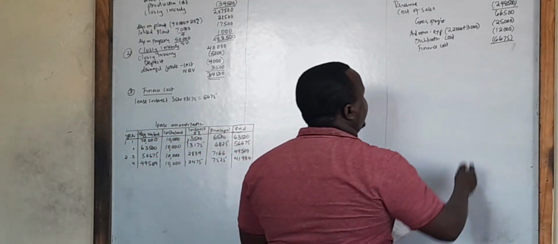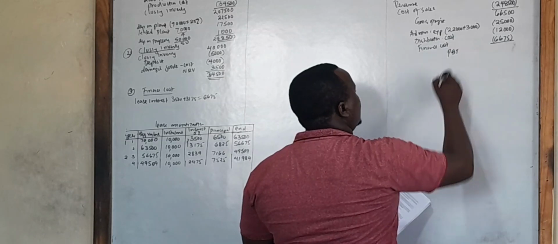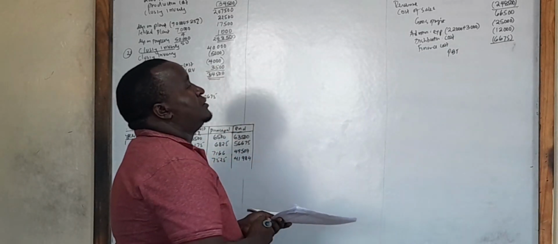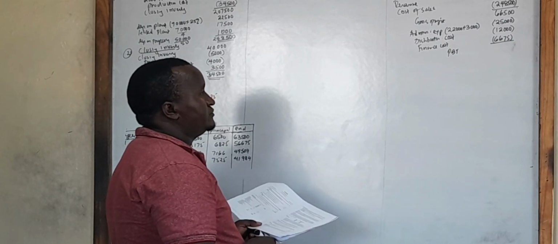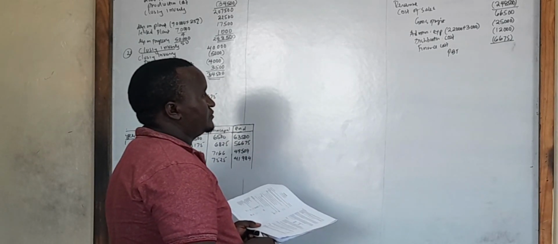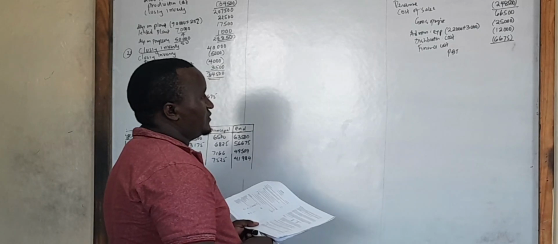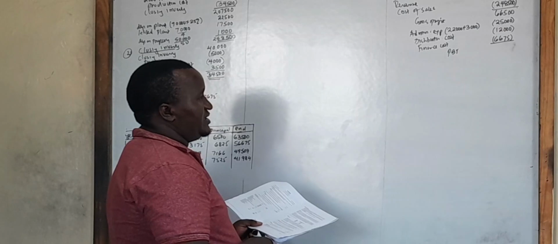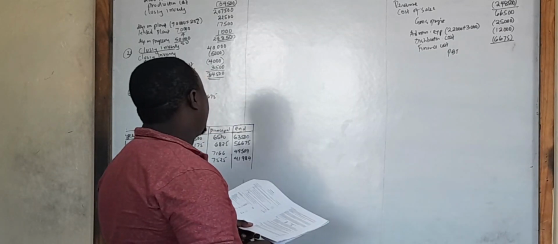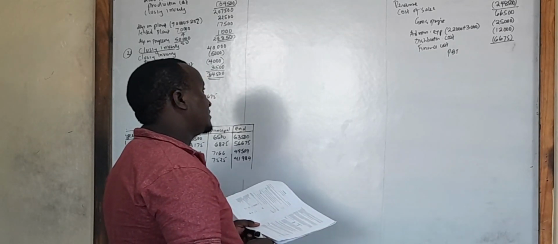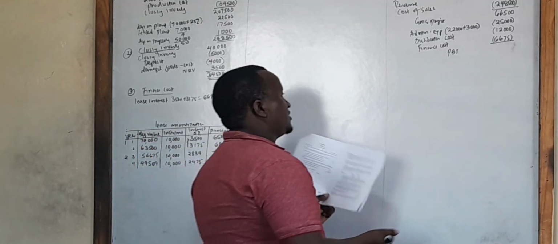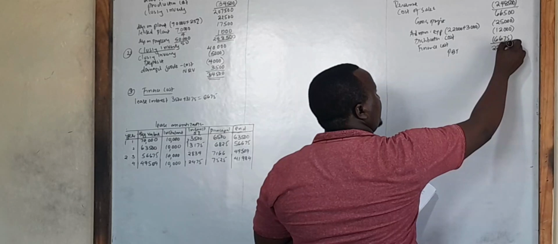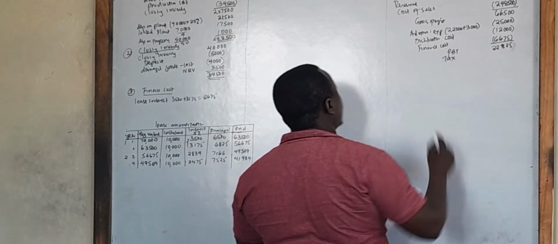So we subtract to get the profit before tax: 66.5 minus 25 minus 12 minus 66.75, which gives 825. Go to our tax.